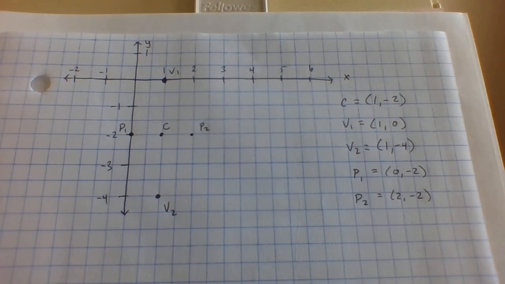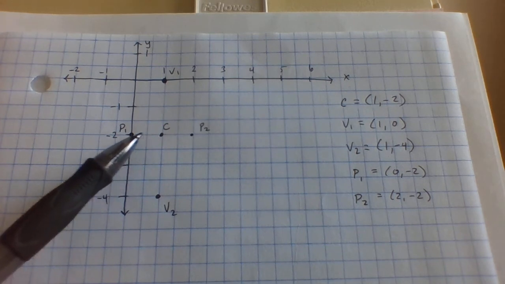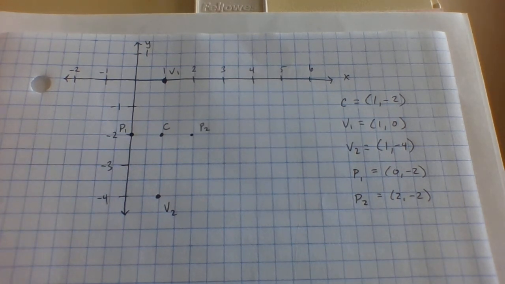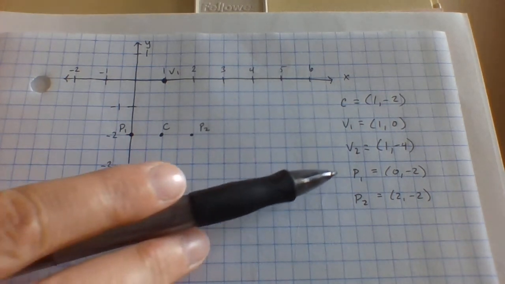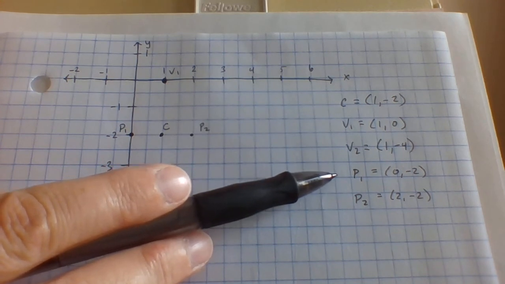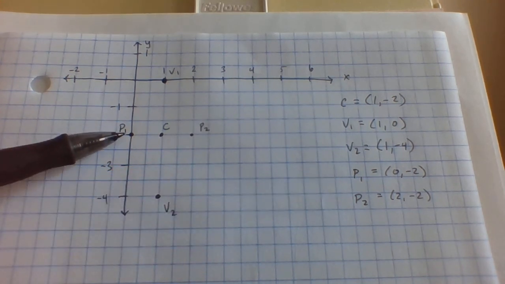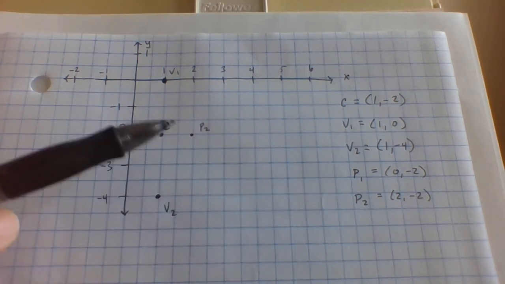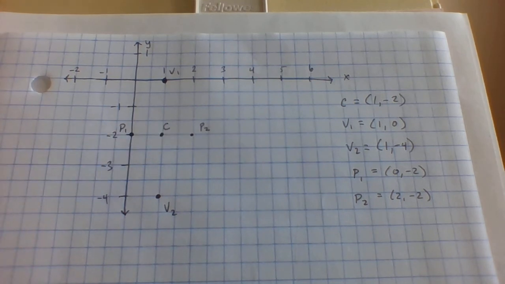I decided to work with my b value next. My b value in this case was a 1. So from my center, I'm going to be counting left and right 1 unit along my minor axis to get my points that would lie along my ellipse. So for my point number 1, I'm going to have the point (0, -2). And for P2, I have the point (2, -2). Now let me go ahead and plot my foci.